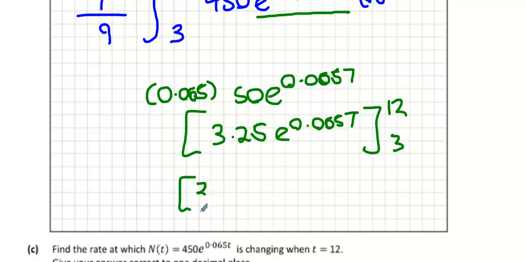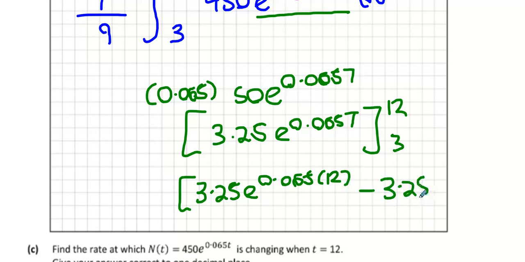So we're going to get 3.25 e to the 0.065 times 12, now take away 3.25 e to the 0.065 times 3. What would you guess your answer is? 743? Okay. Is 743 a reasonable answer? Well, it is actually, because if you go back to your table function, we were averaging in the 600s and 700s from 3 to 12. So it's a reasonable answer.